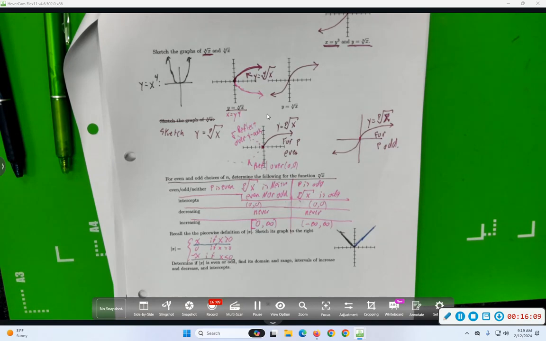Are those green and blue exactly the same color? Not really. Oh, okay, good.